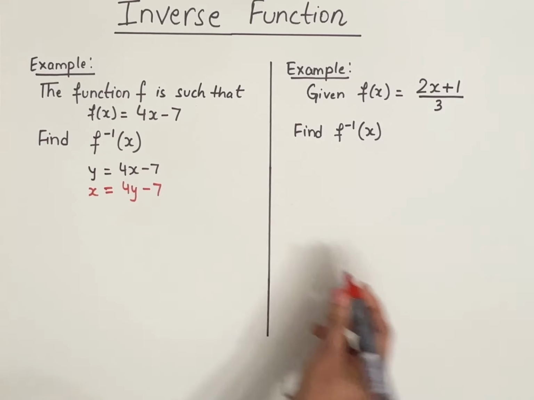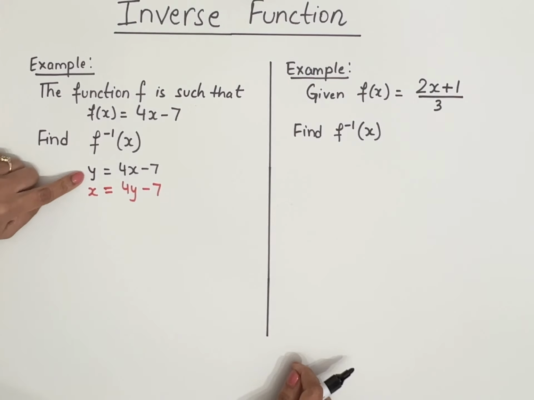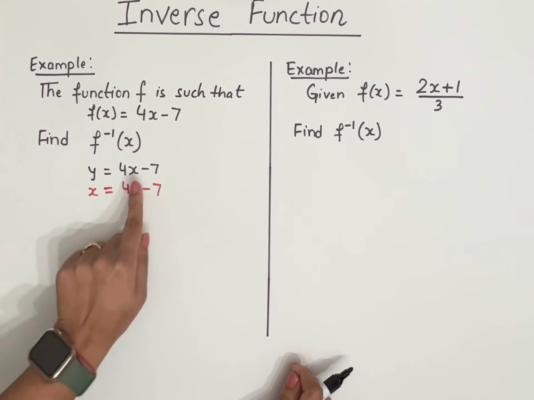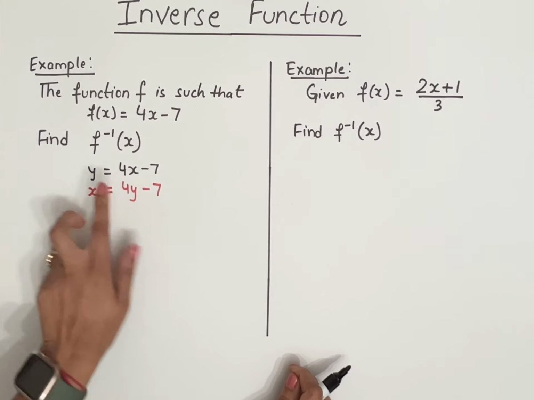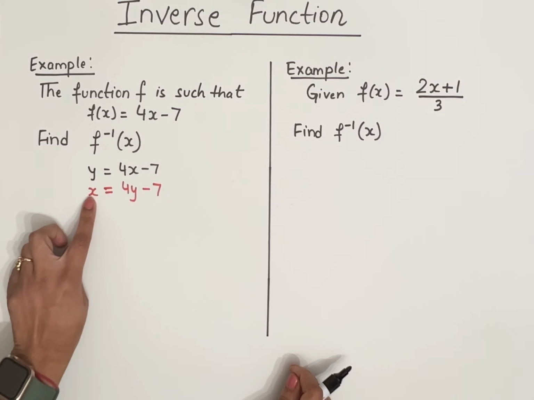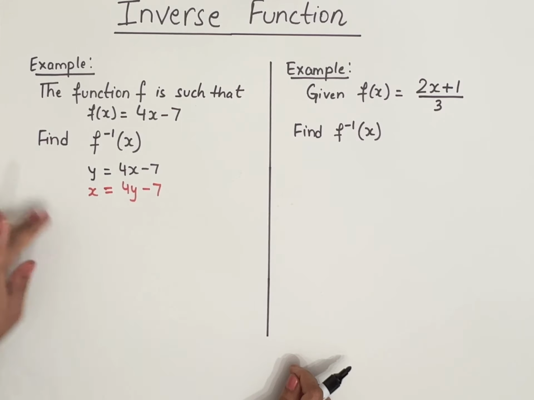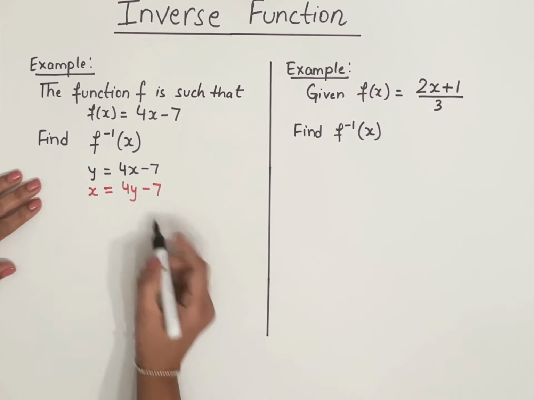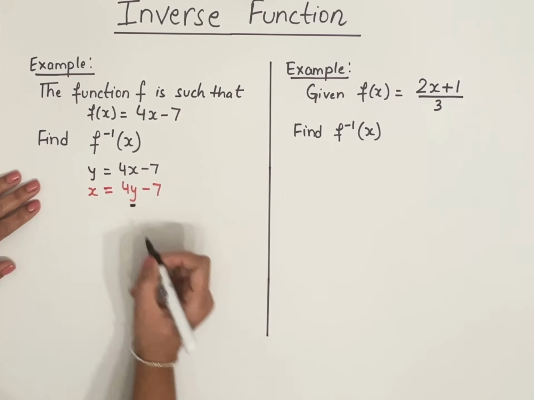minus 7. So what we have done, first we wrote the function in terms of y: y equals 4x minus 7. Then we swapped x and y around. So where the y was, we put x. Where the x was, we put y. And now we will rearrange it to make y the subject. So we need y by itself.